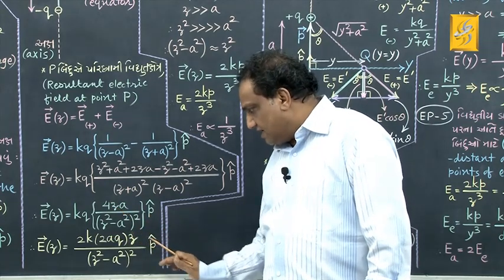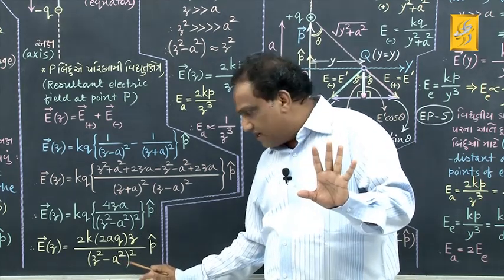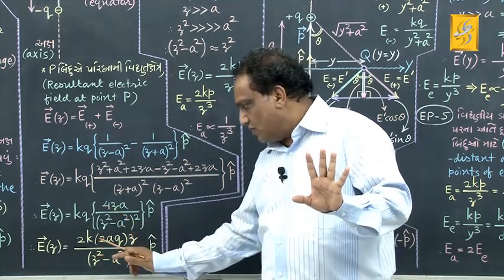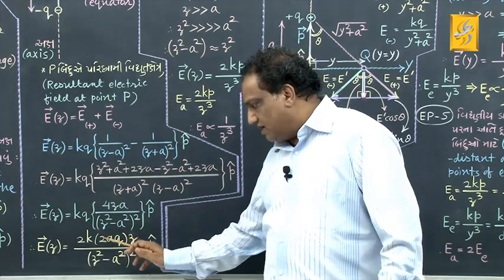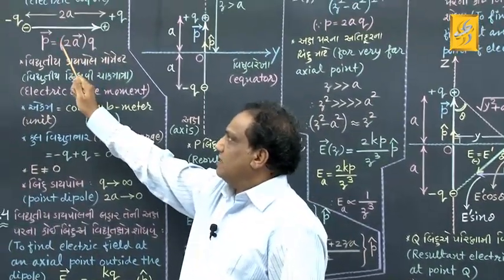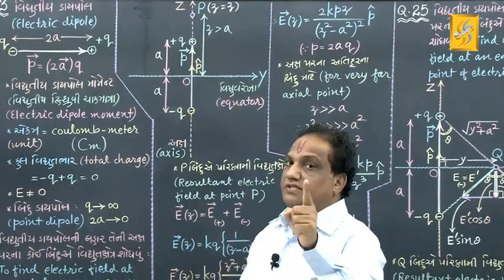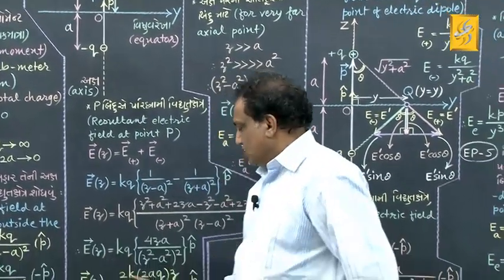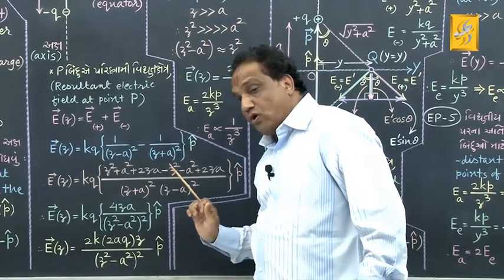P hat as it is, denominator is also as it is. I just split 4 as 2 into 2, no problem. And why I have put this term in bracket, 2a into q, you must have come to know. If you take magnitude here, p equals 2a into q, that is electric dipole moment. So in place of 2a into q, I can write electric dipole moment, that is small p.